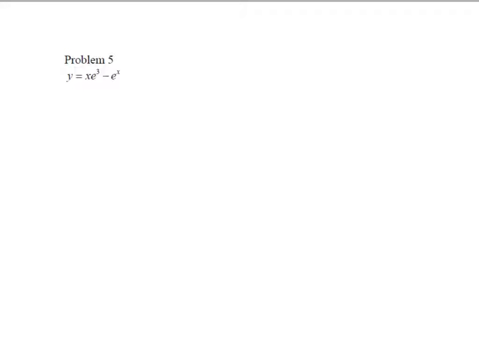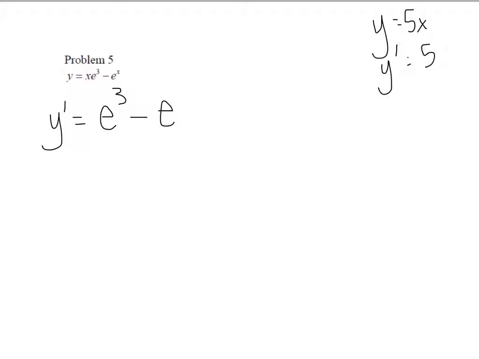Problem 5. Y equals x e cubed minus e to the x. A lot of times people see this and they want to do the product rule, which is fine. You can do it that way. But if you look here, x e cubed, e raised to the 3rd power is just a number. So this is just like if we would have y equals 5x. The derivative is 5. So when we find the derivative of this, it's just going to be e cubed minus the derivative of e to the x times 1.